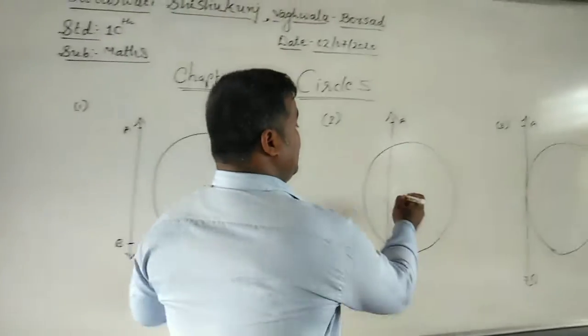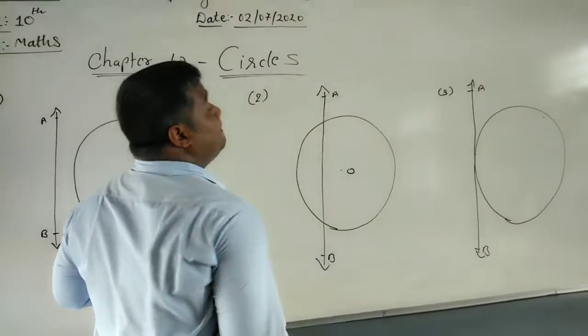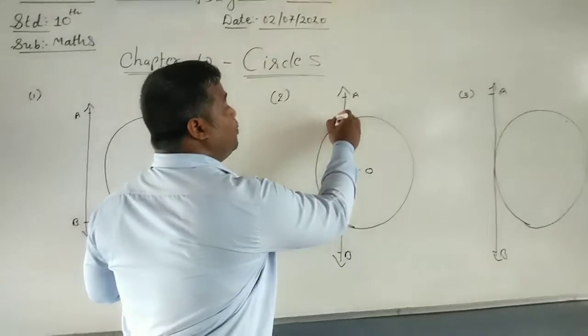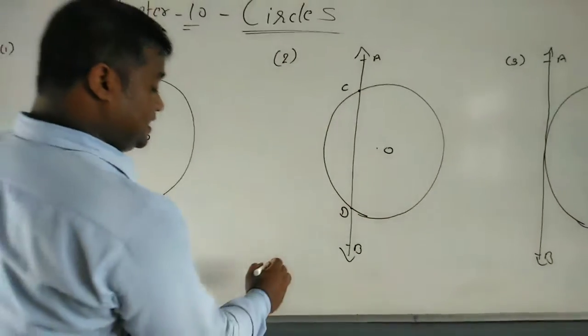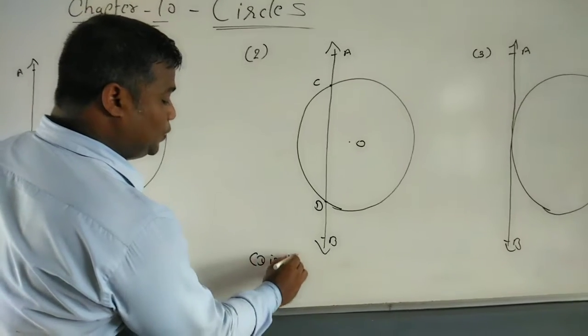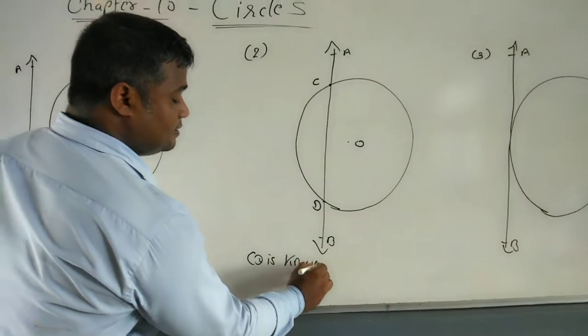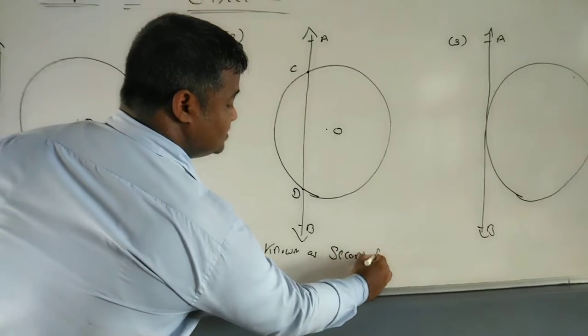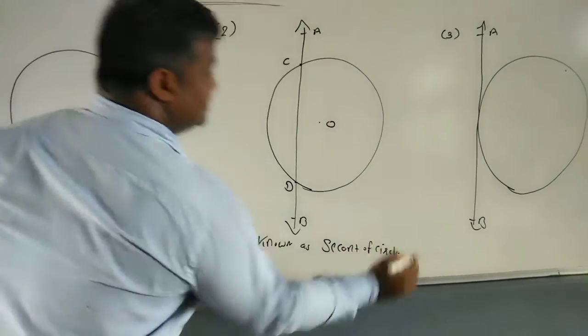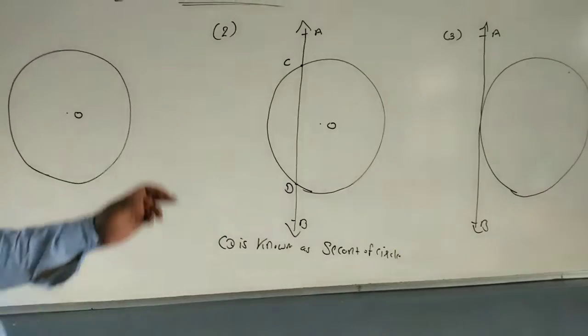Here, the line AB passes through two points of the circle. That is known as CD, and this is known as the secant of a circle.